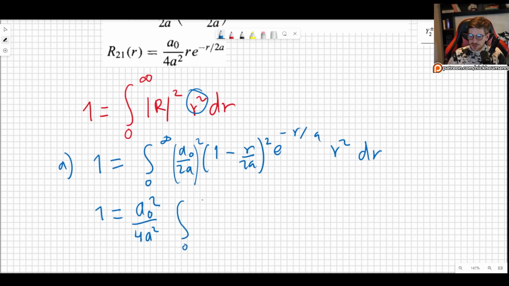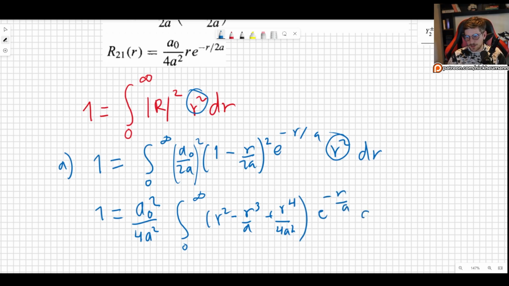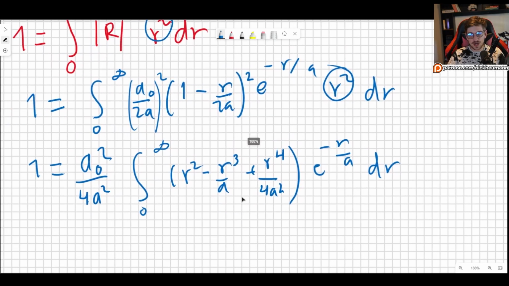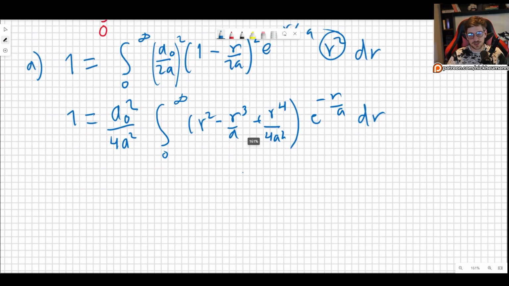And then the integral from 0 to infinity of 1 minus r over a plus r squared over 4a squared. And we can actually multiply this by this r squared as well, so I guess I'm going to do that. So this is r to the fourth, r cubed, and this is r squared. And then we still have e to the minus r over a. So this now is a very, very common integral, and you should know how to solve this. Well, in fact, these are 3 different integrals.